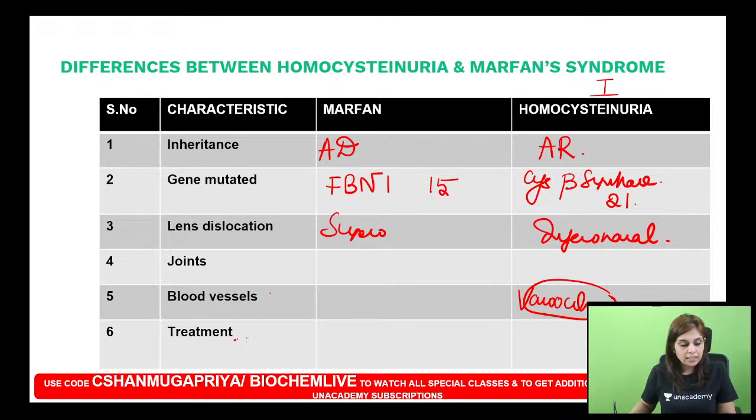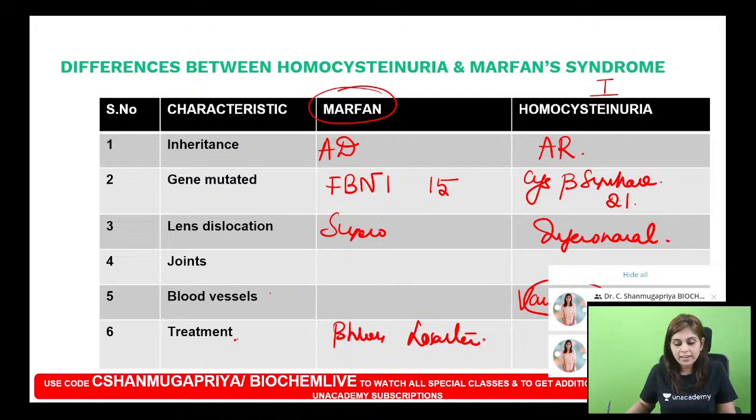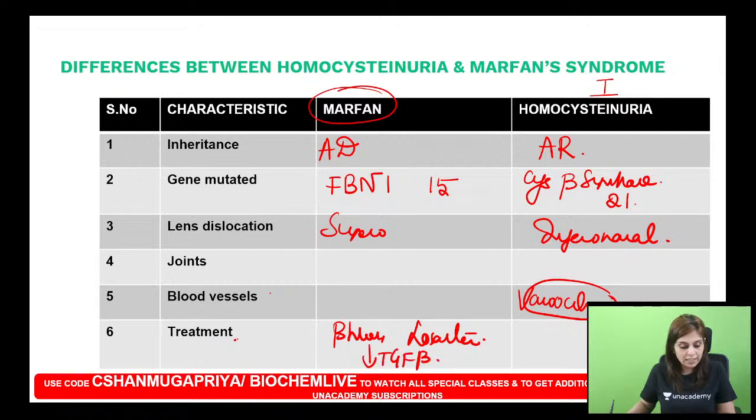Okay. And treatment. What is the treatment that is given for Marfan's, all of you? Yes, early onset thrombosis. Very good. So what is the treatment for Marfan's? Just now I told you, beta blockers and losartan. The main purpose of giving beta blockers and losartan is to reduce TGF beta levels. And what is the treatment given for homocystinuria? If it is type 1, we prescribe pyridoxal phosphate. If it is type 2, we prescribe B12 and folate.